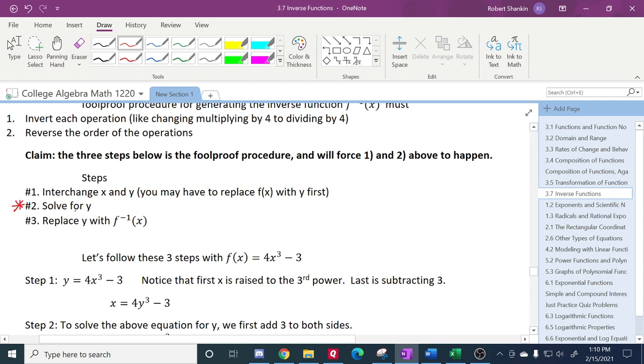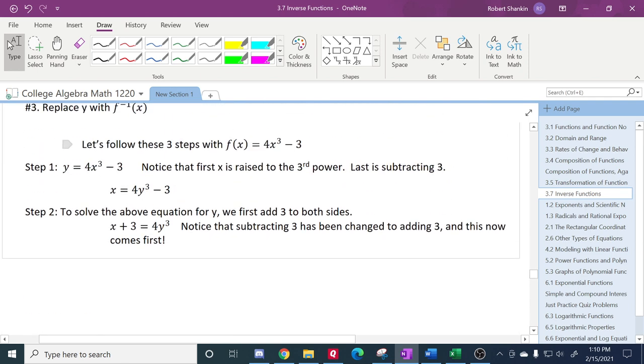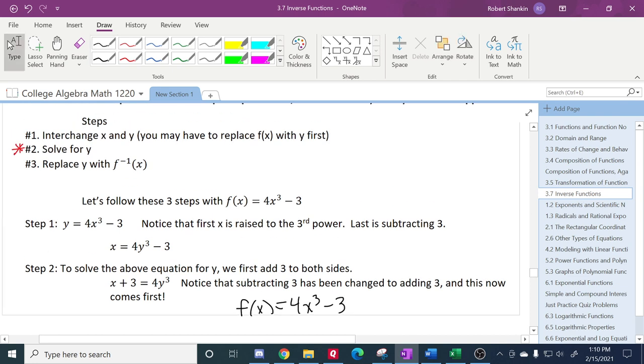All right. We're going to follow these 3 steps with f of x equals 4x cubed minus 3. So let me just ignore all this stuff for a moment. Let me put this down again down here. f of x is 4x cubed minus 3. Now, we're going to do step 1. Interchange x and y. What's assumed is that f of x and y are the same thing. So replace f of x with y.